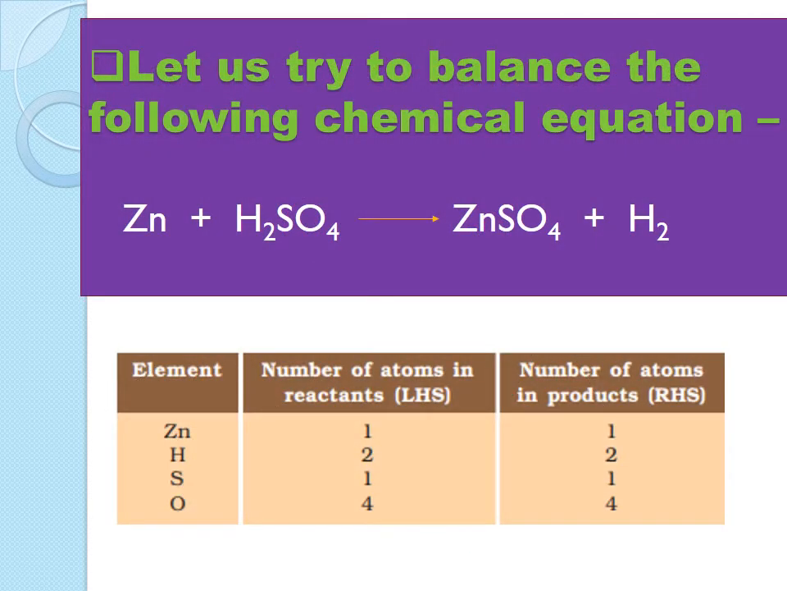Let us take this example. Reaction of zinc with sulfuric acid to form zinc sulfate and hydrogen gas. When we check number of atoms in reactants, what we observe, zinc 1, hydrogen 2, sulfur 1 and oxygen 4. And when we check number of atoms in products, what we observe, zinc 1, hydrogen 2, sulfur 1 and oxygen 4. It means number of atoms of each elements with reactants perfectly equal to total number of atoms of different elements in products. Hence, this equation is already a balanced one.